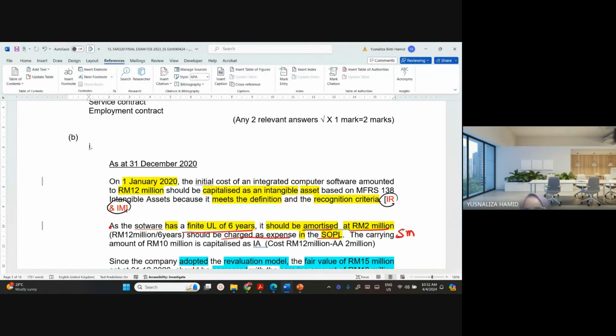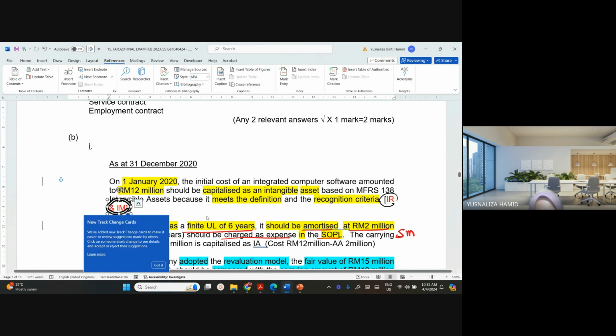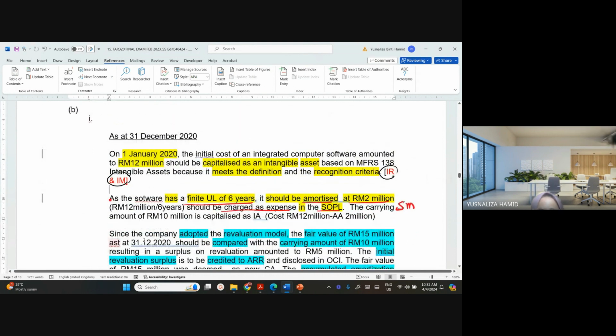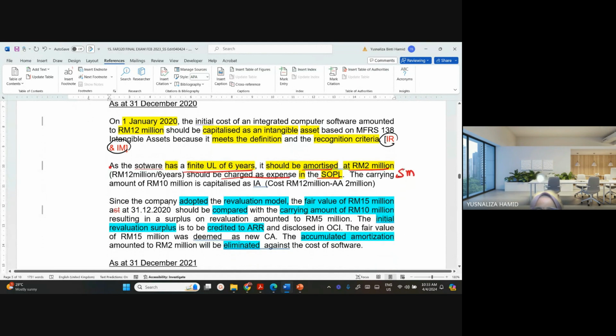Next, you have to mention the revaluation. The revaluation now, so this is the first revaluation. You have to mention, since the company adopted the revaluation model, the fair value will be compared with the carrying value. So you will say the fair value as at 31st of December 2020 should be compared with the carrying amount of 10 million. Remember our calculation earlier, which resulted in a surplus on revaluation amounting to 5 million. You need to explain the accounting treatment for that revaluation surplus. This is for 2020. The revaluation surplus is to be credited to ARR and disclosed in other comprehensive income.